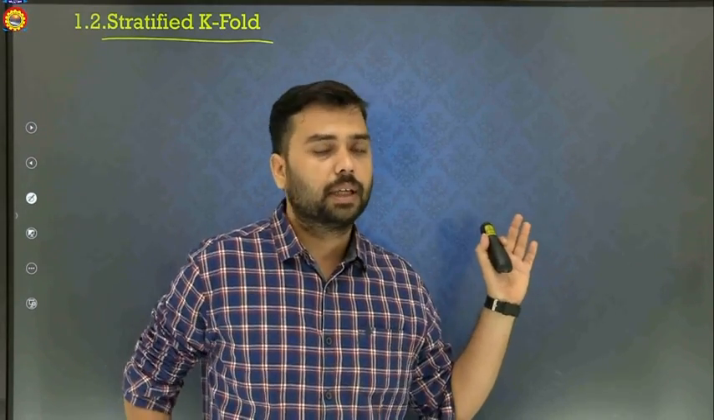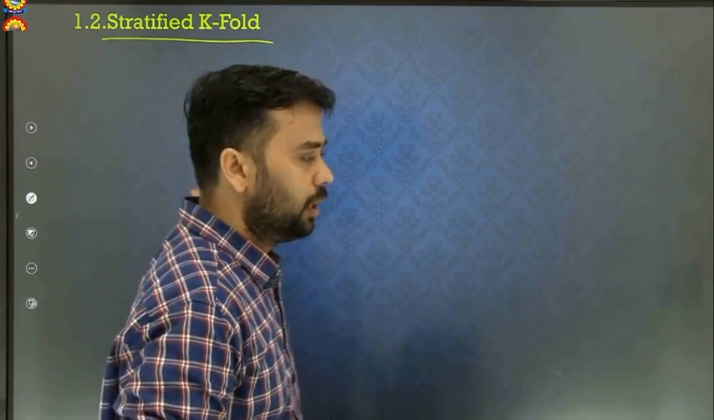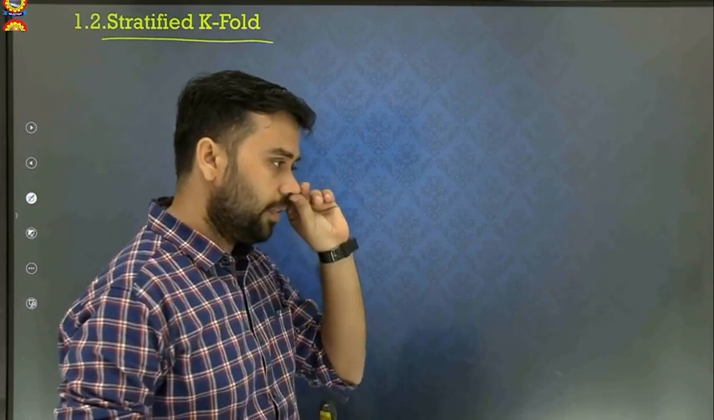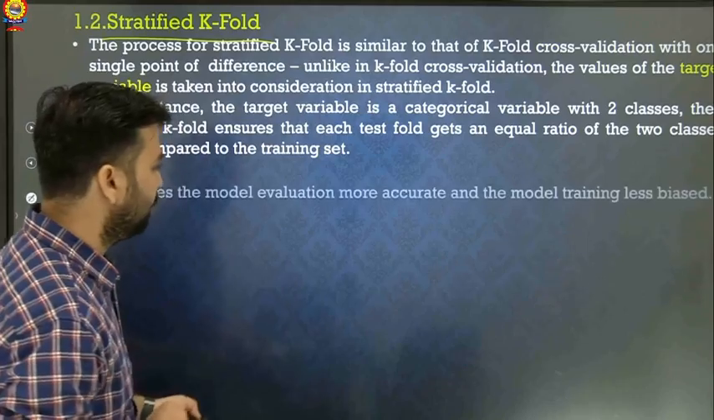Target value means that in the previous k-fold cross validation method, we don't consider the target value for the sampling. But in the case of this particular resampling method, during the sampling we also consider the target value. See this example.